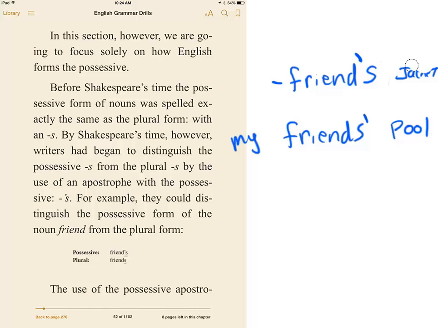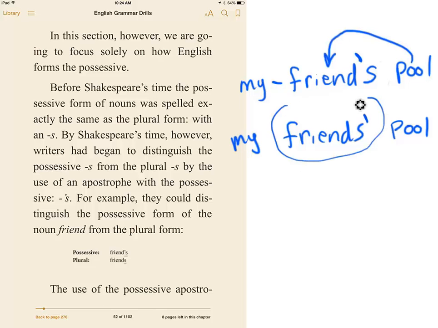If up here I put my friend's pool, this would mean that you were talking about one. This pool belongs to one of your friends. So maybe this is a house where several brothers live together or sisters, and they're a family and they're all your friends and they own a pool. This would mean that you only have one friend in that house and they own a pool, okay? So that's just an idea. We're going to go through here and figure out how to use these a little bit in more detail, okay?